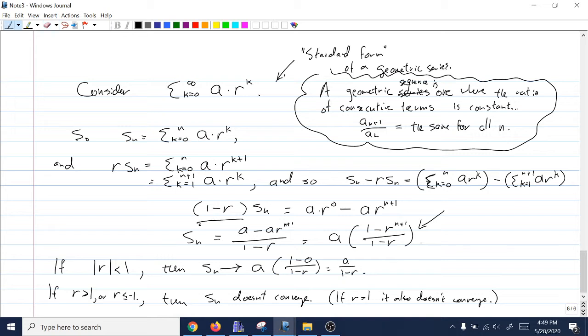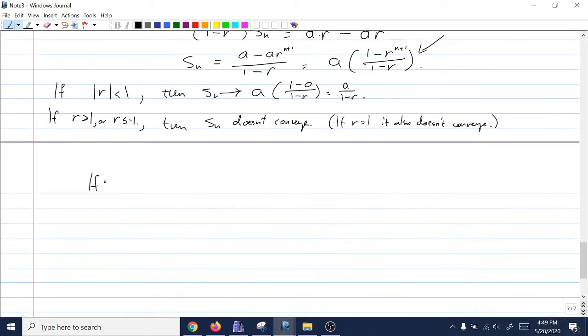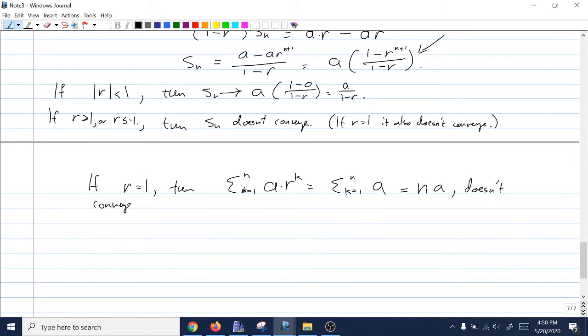The thing is, if r equals 1, I wasn't allowed to divide both sides by 1 minus r. If r equals 1, this whole expression doesn't work as a trick. But when r is 1, then the sum from k equals 1 to n of a times r to the k is going to be the sum from k equals 1 to n of a. What do you get if you add together n copies of the letter a? You get n times a, which doesn't converge. I guess unless a is 0.